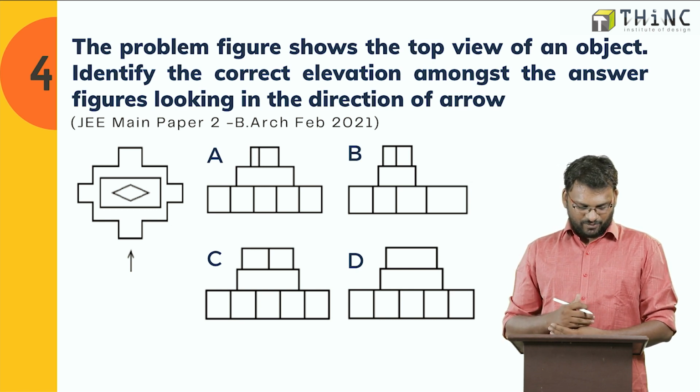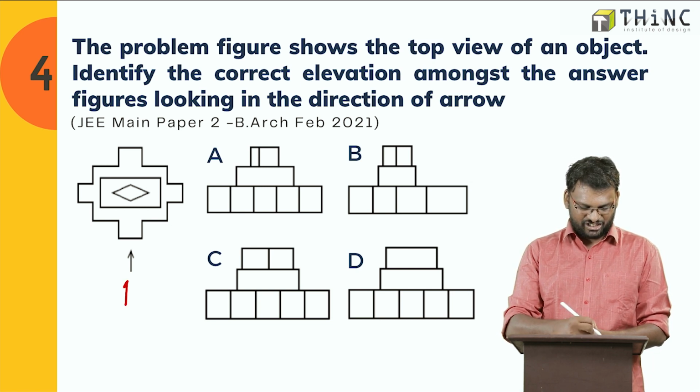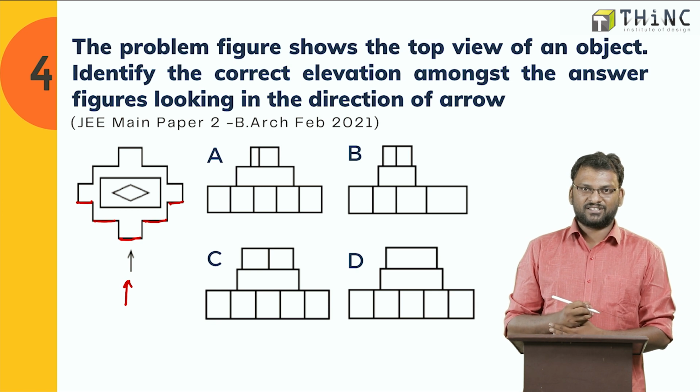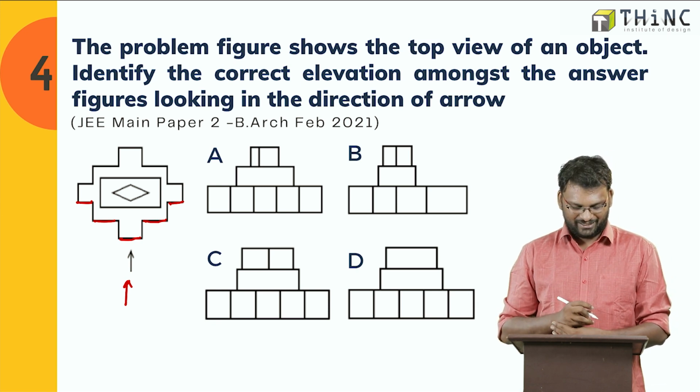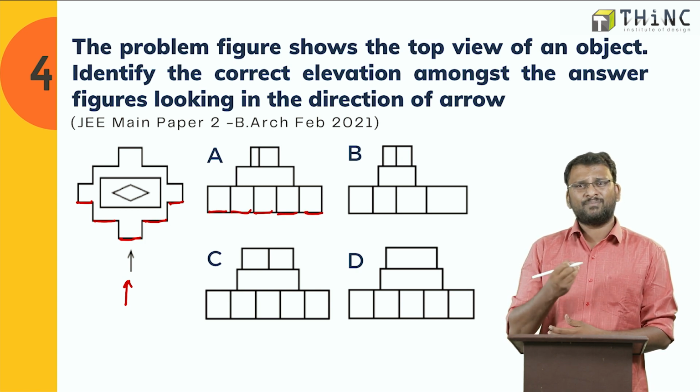Now just observe over here. I'm counting the edges which are visible from this direction. Edge number 1, edge number 2, edge number 3, edge number 4 and edge number 5. So when you look from the front, first of all you need to find those 5 edges. 1, 2, 3, 4, 5. So option A can be an answer.